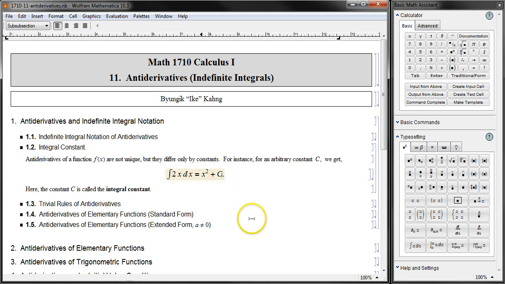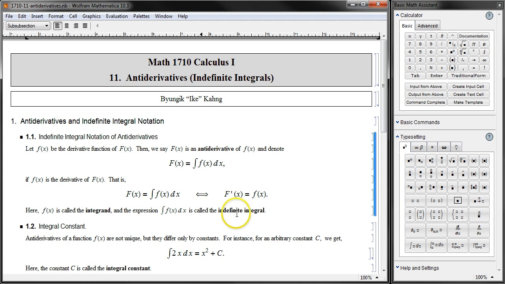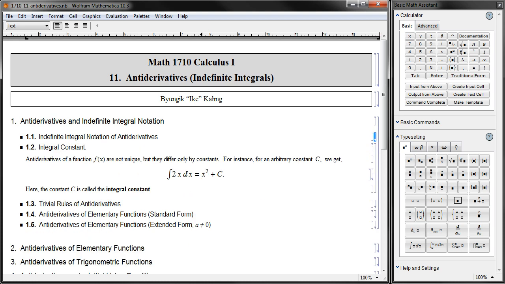Now another aspect, the integral constant. This is related to why this notation is called the indefinite integral. Also, another thing here. We say capital F of x is an antiderivative of f of x, as I said over here. Not the antiderivative, but an antiderivative. Why? That's because antiderivatives are not unique. There are infinitely many of them.